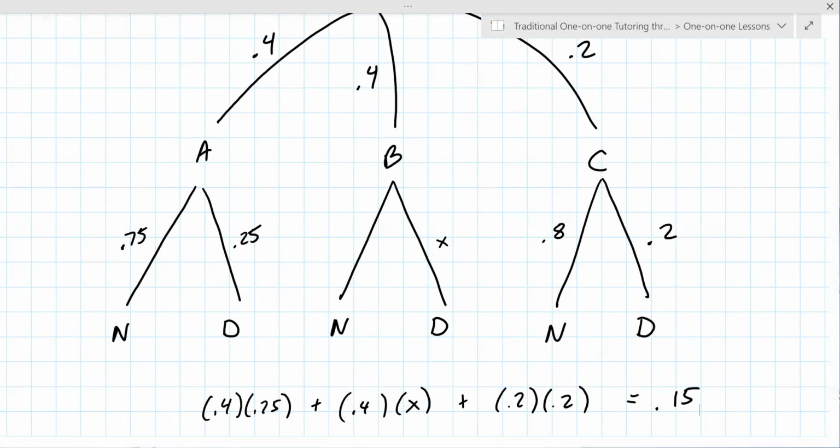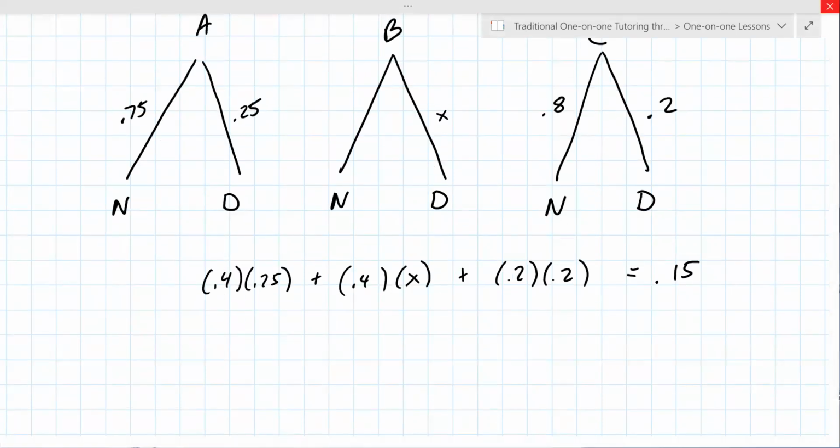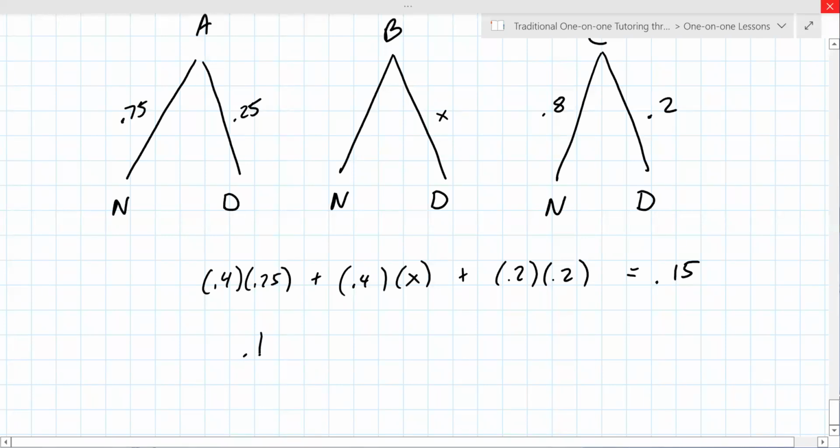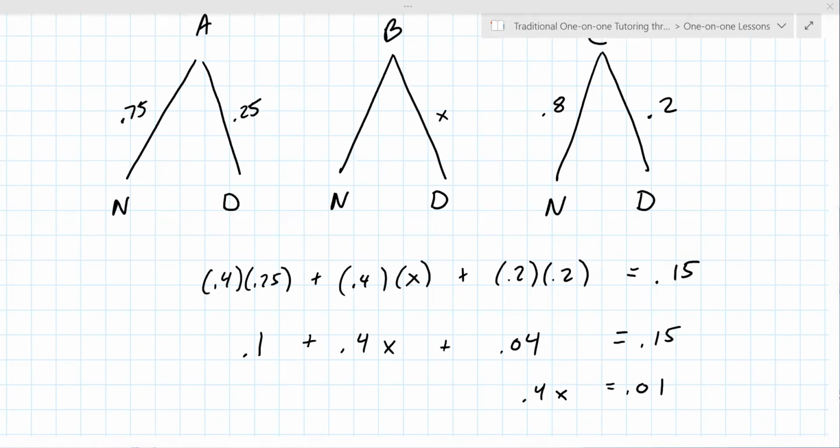So solving this equation, you obviously get a calculator here. You do 0.4 times 0.25, which I believe is 0.1. Let me grab my calculator, I don't want to make a mistake on this. 0.4 times 0.25, yeah, 0.1 plus 0.4x plus 0.04 equals 0.15. So we have 0.4x equals 0.01. 0.01 divided by 0.4 is 2.5%. Wow. Okay. So this is 0.025 and this is 0.975.